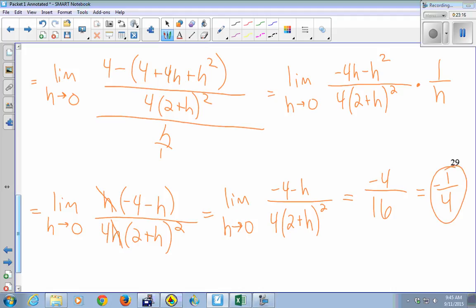There's a lot of steps there, and some of those steps I did like two things in one. So I definitely would recommend going back and trying to redo this by yourself and make sure that this all makes sense to you.